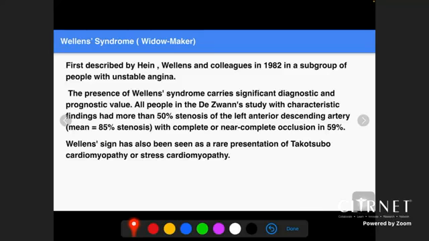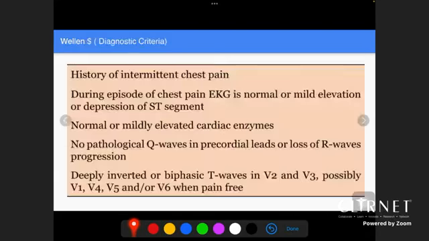Wellen sign has also been seen as a rare presentation of Takotsubo cardiomyopathy and or stress cardiomyopathy. So how do we diagnose Wellen syndrome?